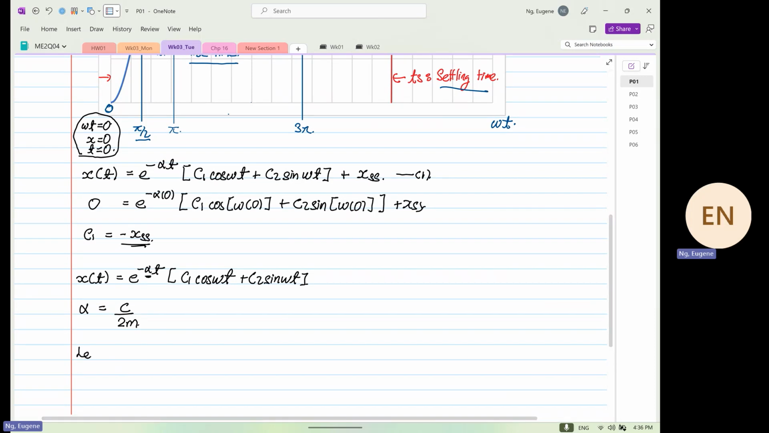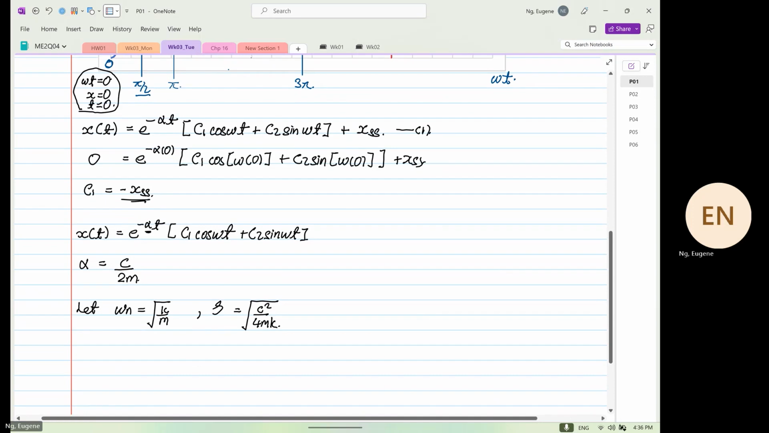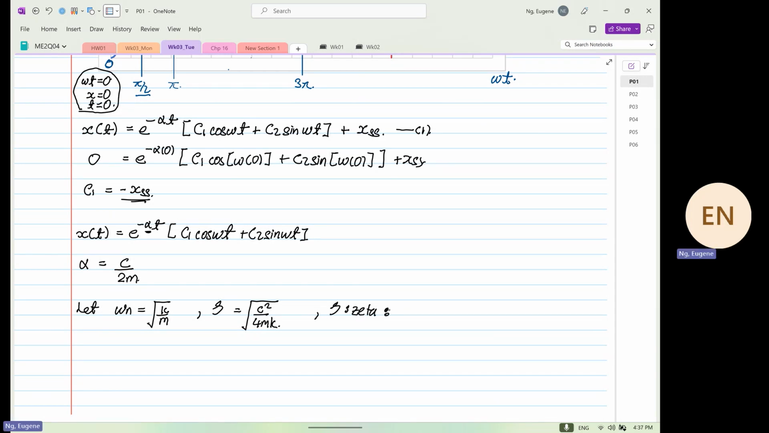So we are going to let omega n be equal to the square root of k over m, and then we are going to let zeta be equal to the square root of c squared over 4mk. As already mentioned, this is our zeta, and zeta is also known as our damping factor.